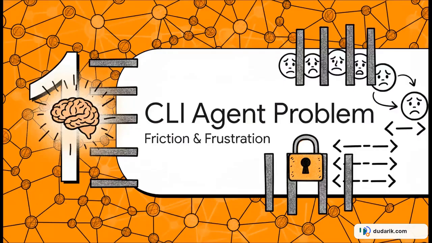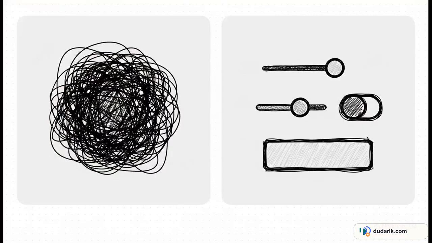Starting with Section 1, the CLI agent problem, friction and frustration. Look, Hermes Agent is an absolute powerhouse. It literally learns your habits and builds new skills on the fly. But currently, all that capability is kind of gated behind a steep command line learning curve.